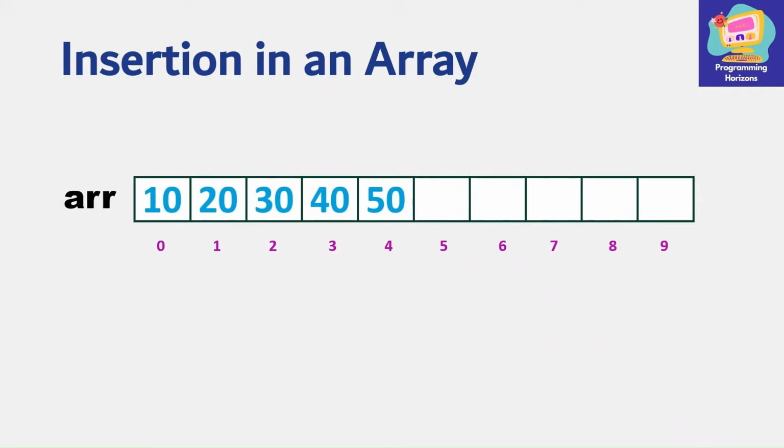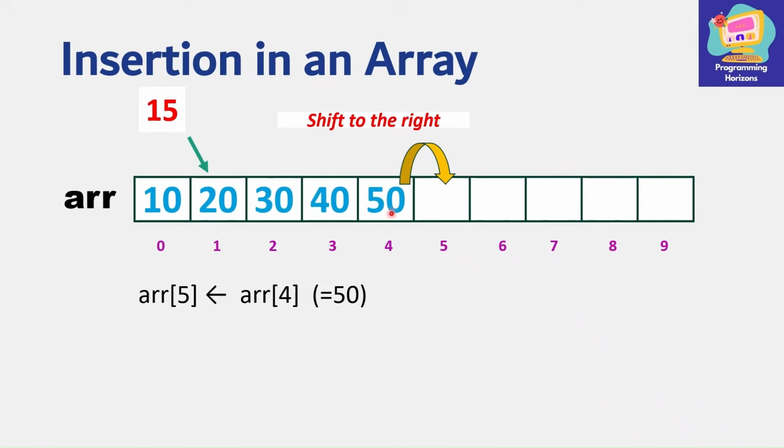Now let's suppose that I want to store value 15 at index 1 where currently 20 is stored. Then in order to make space for 15, I will have to shift all these elements starting from index 4 up to index 1, one position right. So I will be shifting elements like this. First of all, we have 50. So I will be shifting 50 into the next empty space which is at index 5.